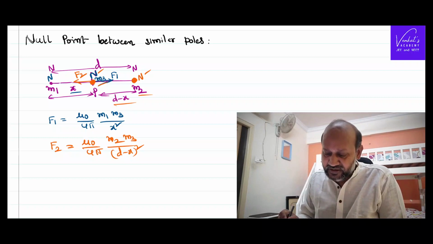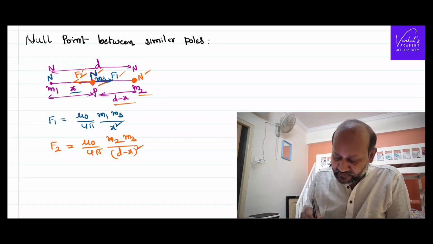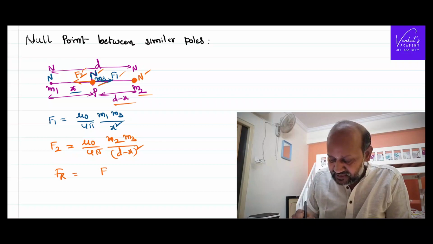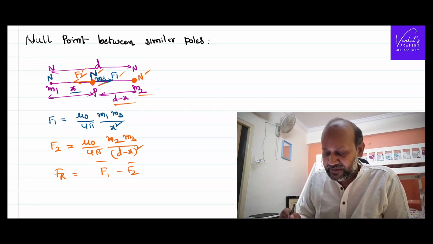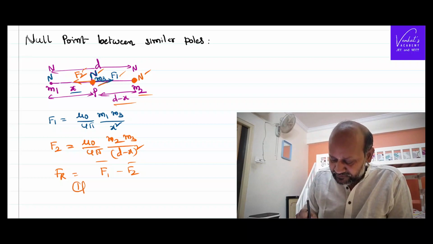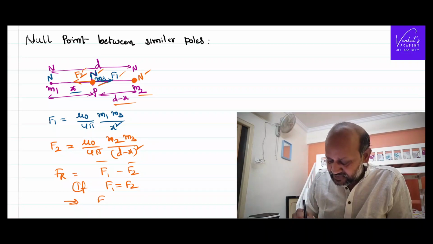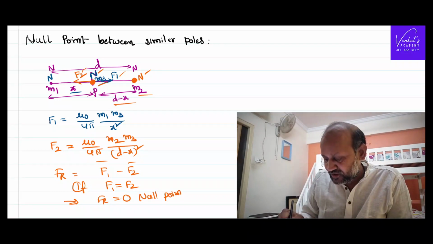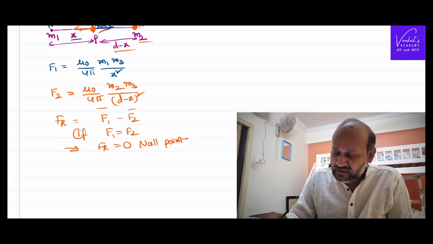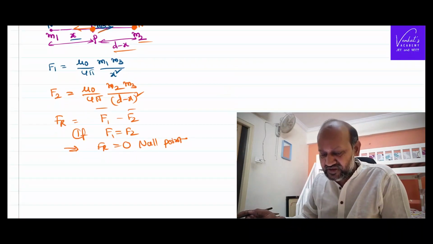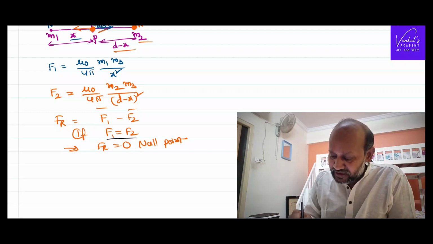If you notice carefully, F1 and F2 are opposite to each other. So the resultant force F is F1 minus F2 or F2 minus F1, depending on which is dominating. The resultant will be along the direction of the dominating force. What if F1 is equal to F2? That implies the resultant force on that pole becomes 0. That point where this happens is called a null point. So a null point is a point where the resultant force acting on the pole is 0. When can that null point occur? When F1 equals F2.